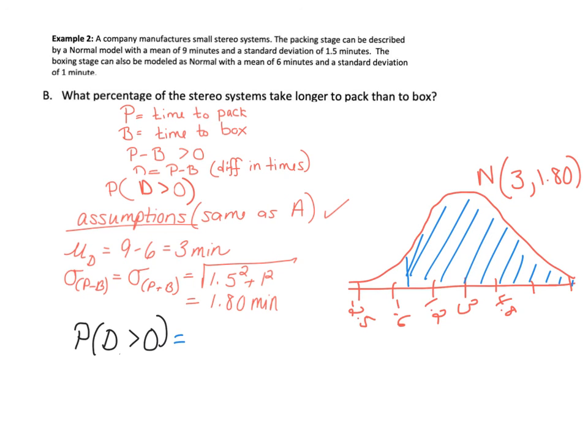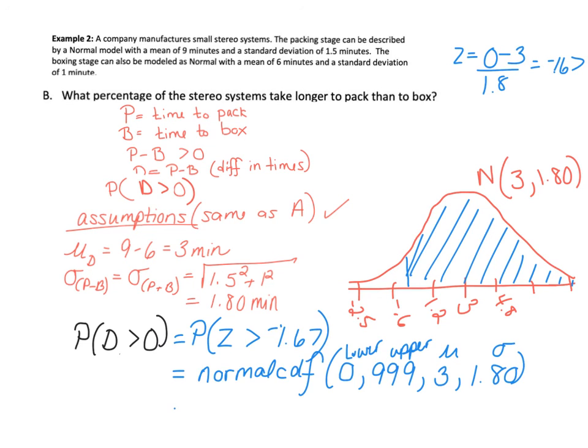If standardizing is your go-to route, this is equal to the probability that your z-score is greater than, off on the side to find my z, I would do 0 minus 3 over 1.8, and that's negative 1.67. So the probability is greater than negative 1.67 standard deviations, so not quite 2 standard deviations below the mean. With a little calculator talk, this is equal to 0.9522.